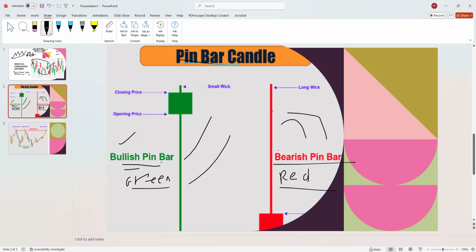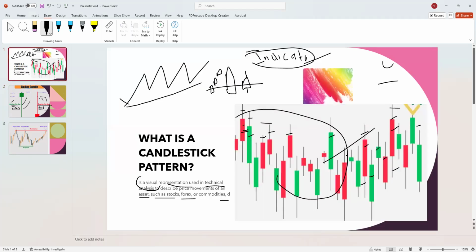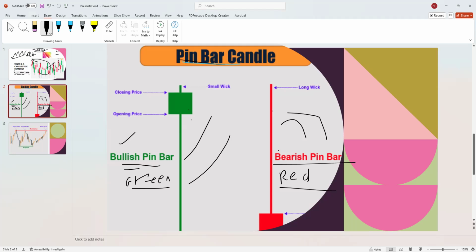We explain that in this class. We explain all those candles that you see in the chart. In order for you to know how to trade, you have to know your candlestick. That's why you have to take this class, so you can understand what a candle is.